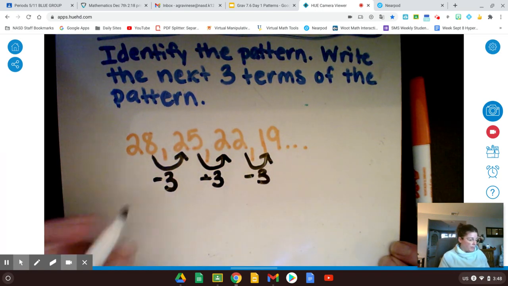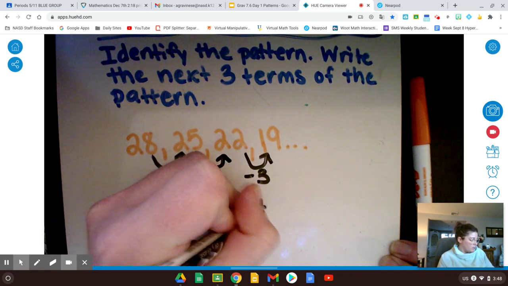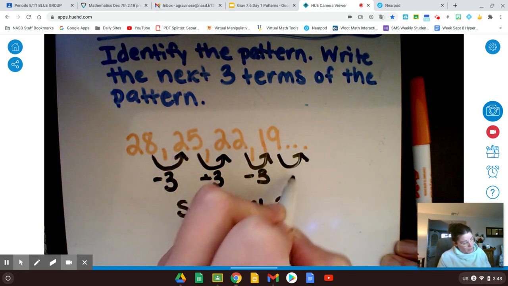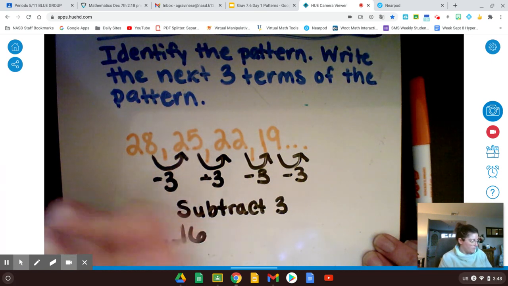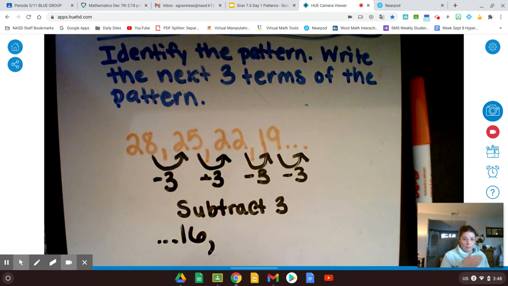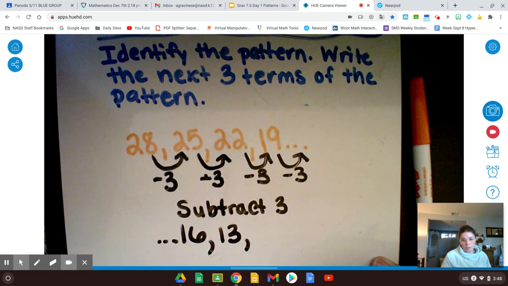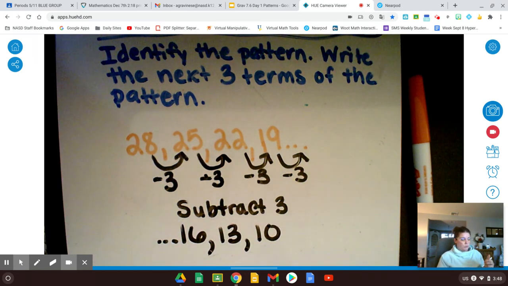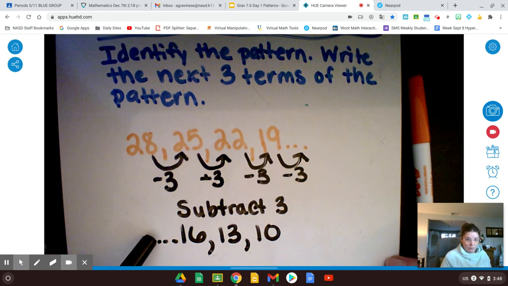Now I'm going to apply that. So my rule or my pattern is subtract 3. And now let's extend that pattern. 19 minus 3 is 16. 16, keep it going, minus 3 is 13. And 13 minus 3 equals 10. So I identified the rule or pattern, and I extended by listing the next 3 terms.